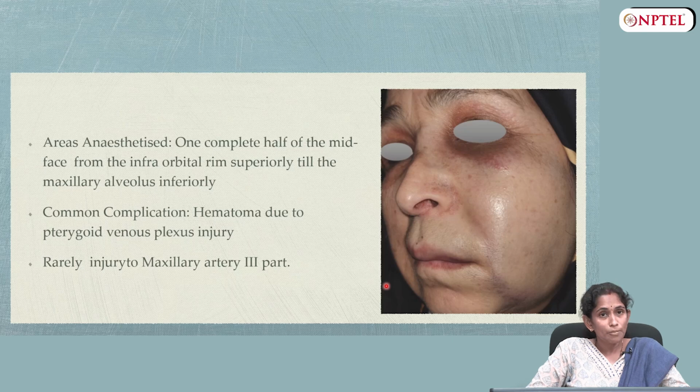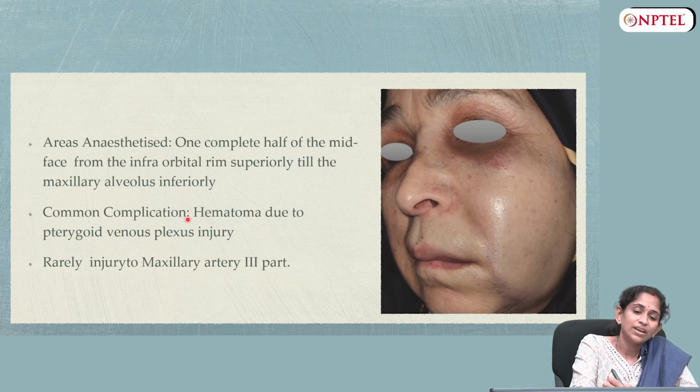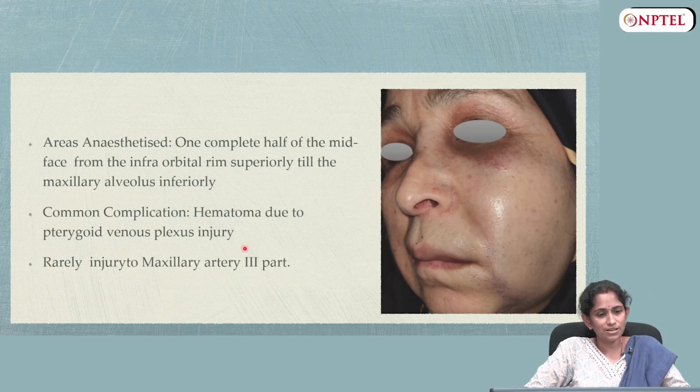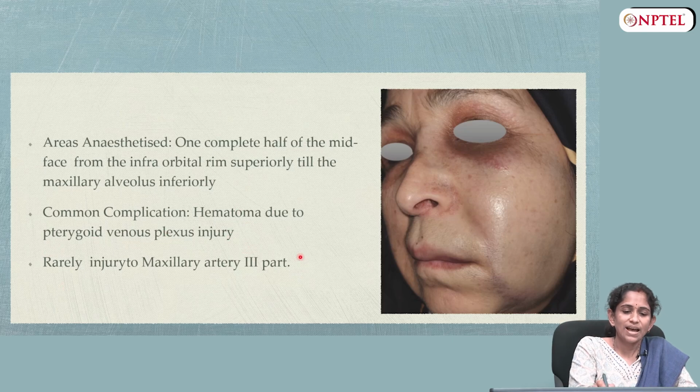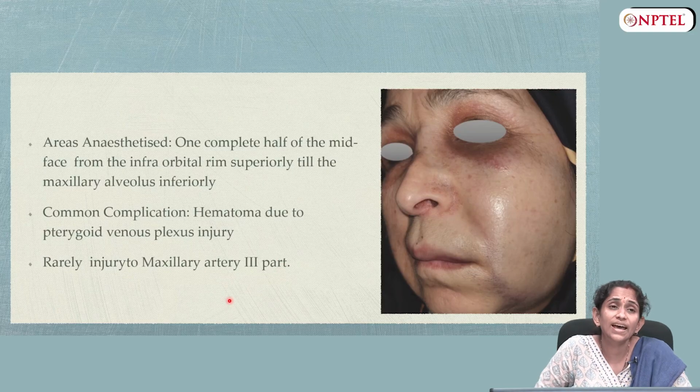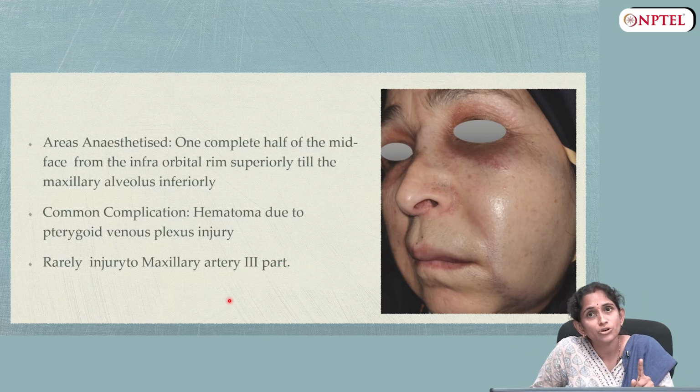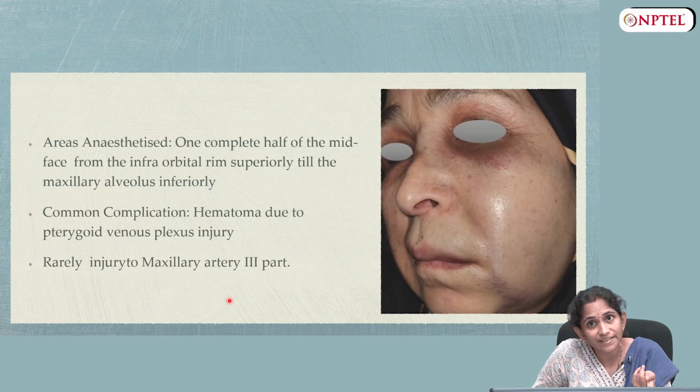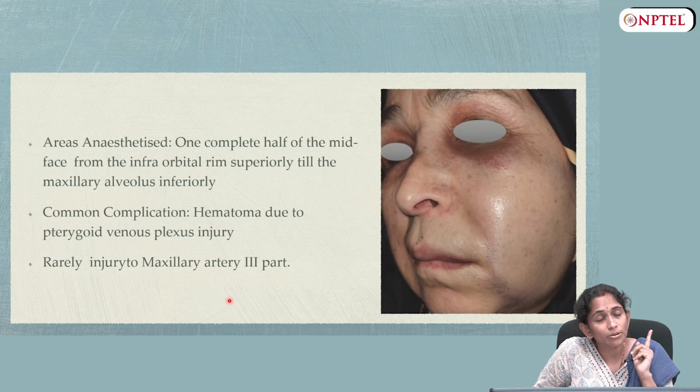Again, what are the common complications that we can have? We can have hematoma, which is mainly caused because of injury to the pterygoid venous plexus. Rarely the maxillary artery can be injured, because of which we can have hematoma again. So that is the high tuberosity approach, the maxillary nerve block that is done through the buccal side.